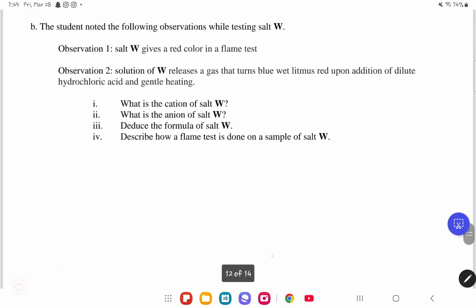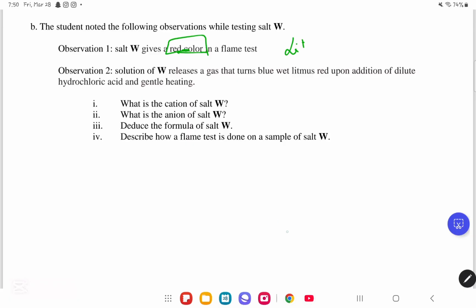We move on to part B. The student noted the following observations while testing salt W. Observation 1, salt W gives a red color in a flame test. If it will give a red color in a flame test, then for sure it is Li+. If they told us brick red, then we know it is Ca2+, okay?